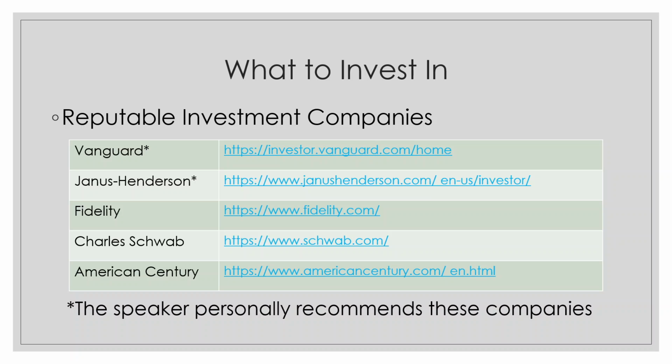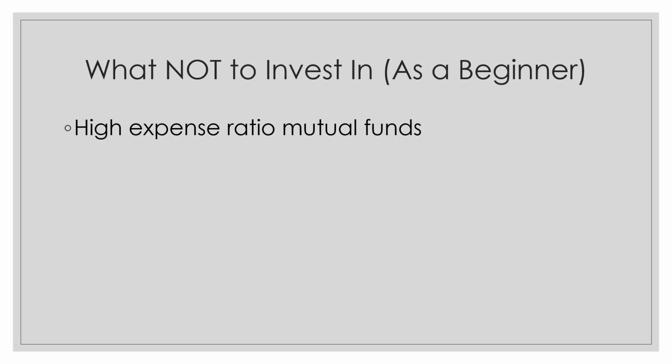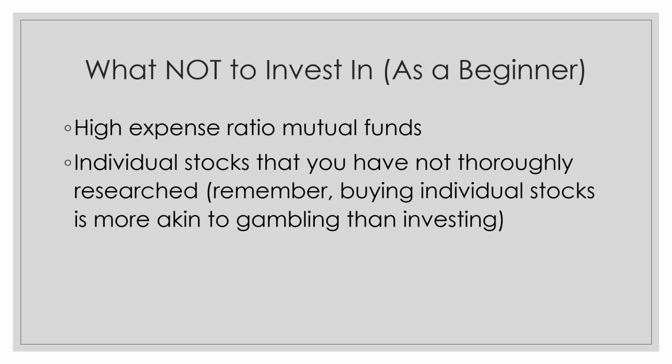I want to take a brief moment to mention a few things not to invest in, at least not at first. The first one is high expense ratio mutual funds. Some can go upwards of 2% compared to 0.04% for index funds.